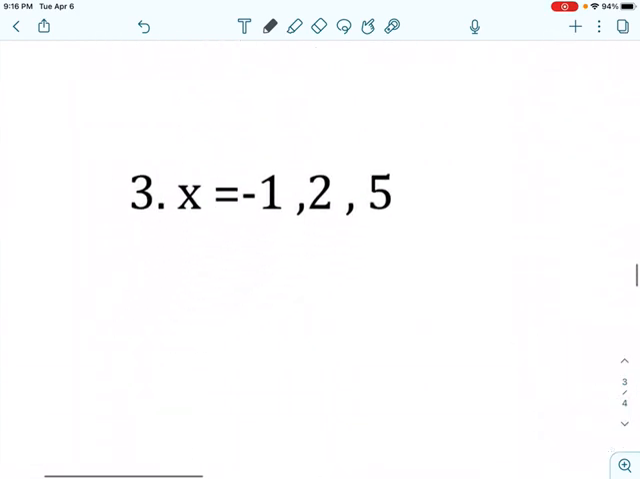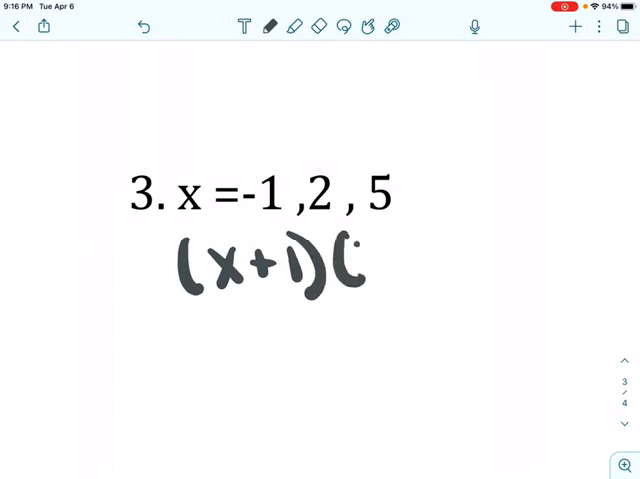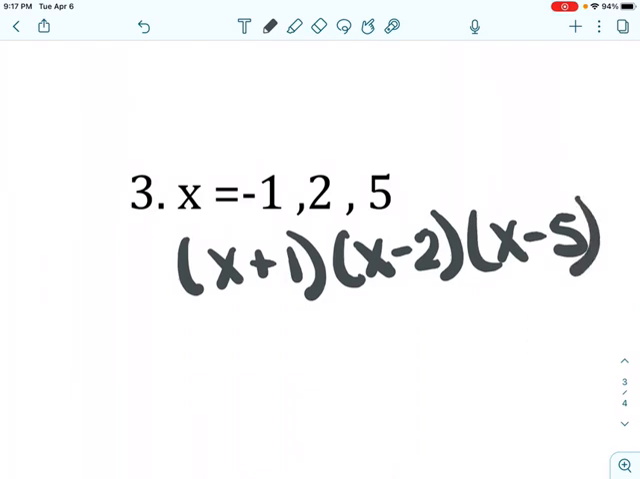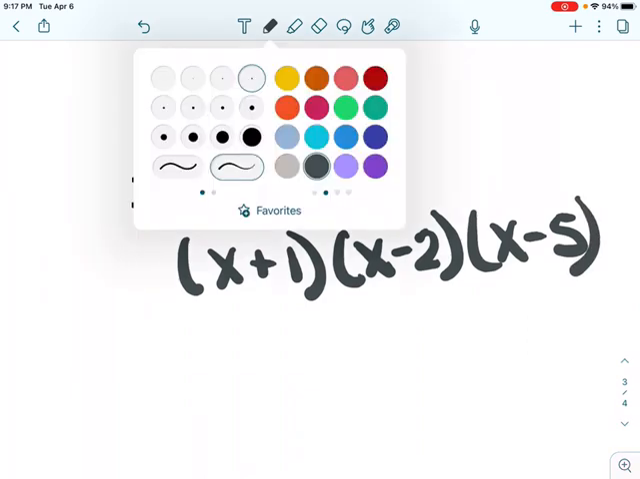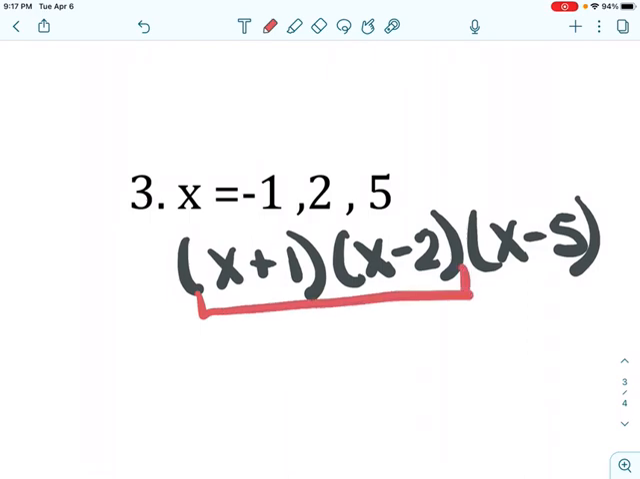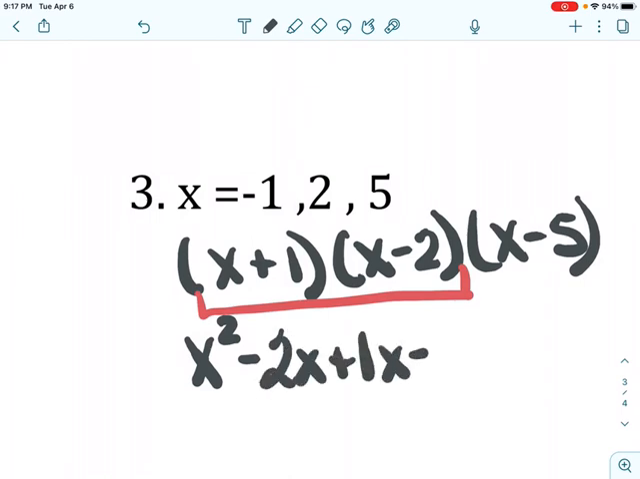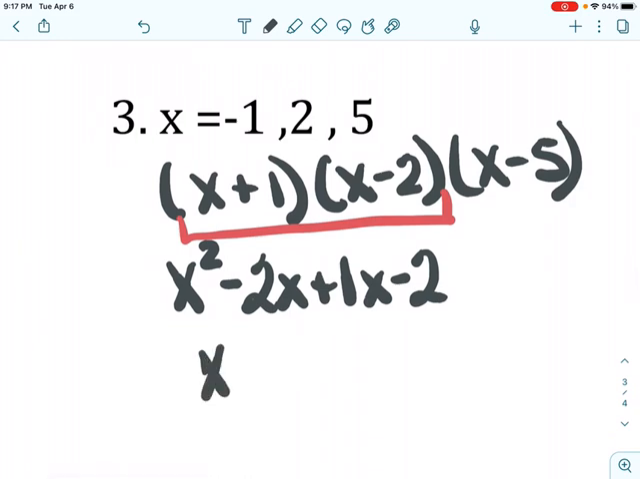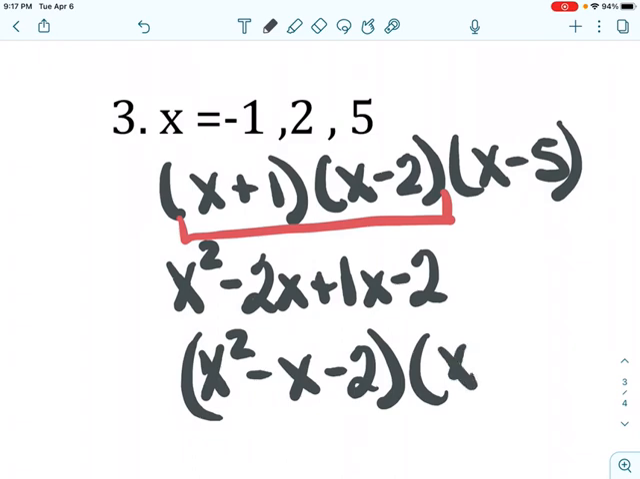Okay, here our zeros are negative 1, 2, and 5. So everybody okay if I write it as x plus 1, x minus 2, x minus 5. Here, one's not necessarily any better than the other, so I'm just going to multiply these two together. Okay, so I'm going to get x squared minus 2x plus 1x minus 2, or x squared minus x minus 2. And then I got to multiply that answer by x minus 5.